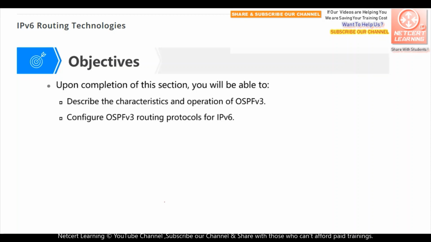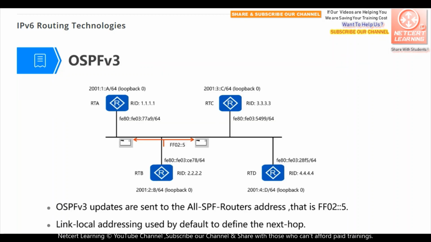Configure OSPF version 3 routing protocols for IPv6. Okay, first, let's look at the interface IP address for OSPF version 3. Here we have 4 routers, and each router has a loopback interface, and we configure the global IPv6 address for the loopback interface of each router. And for the interface IP address of each router, we will use the link local IP address.